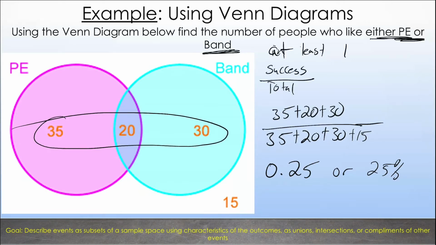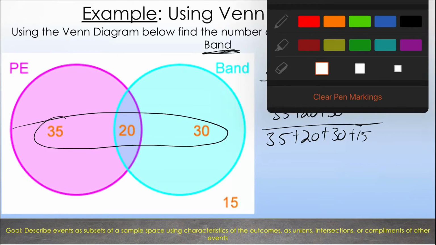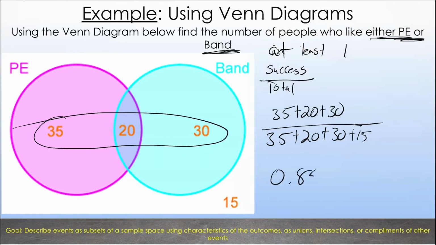Oh, that's because I put in the number wrong. I put a negative 30. Alright, let's look. 85%. That looks a lot better. So it is 0.85 or 85%.